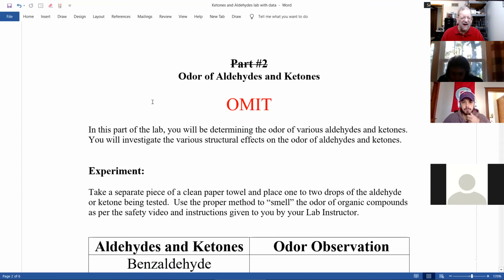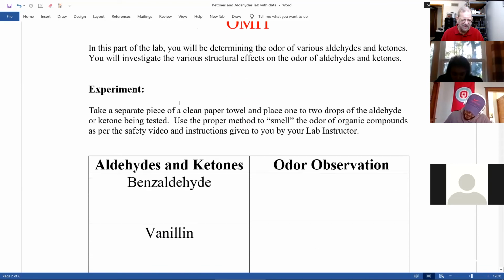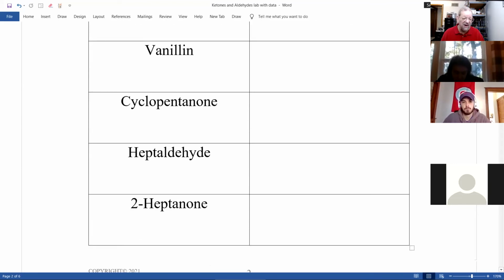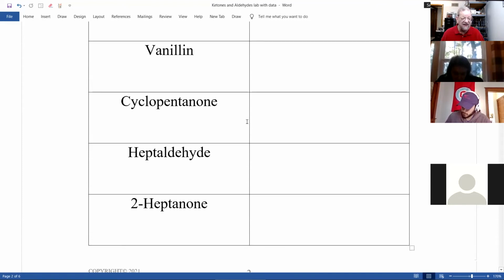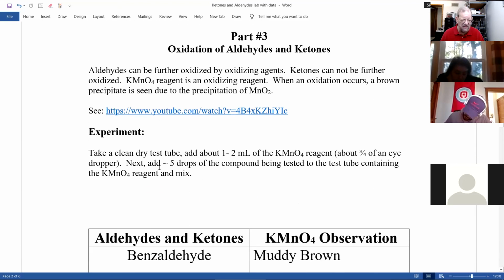All right. Now, since we're not going to smell anything, let's just omit this part too. But benzaldehyde, you've already smelled, and smells like cherries or almonds, vanilla or vanillin, vanilla extract. And the rest of these, most students say they smell a little like gasoline, but this we're just omitting. I would have put it in.